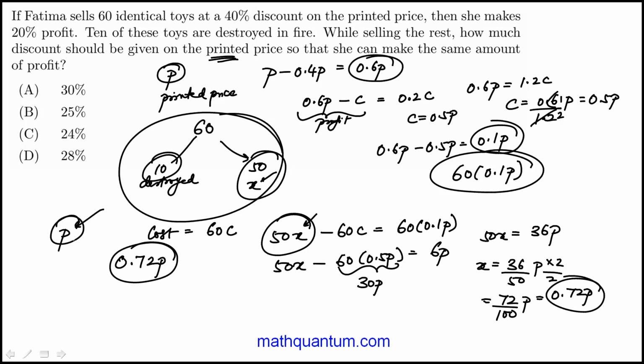And so the question then is, if x is 0.72p, what kind of a discount do we need to put on the printed price to get to this price? And you'll see you need to discount it by 28%. And we kind of expect that number to be less than 40%, because that was for selling 60. But obviously that doesn't help you narrow it down. But conceptually we know it has to be less than 40. And so the answer is 28%, choice D.